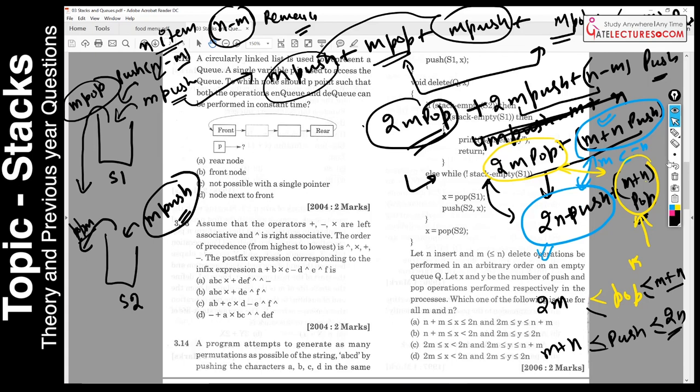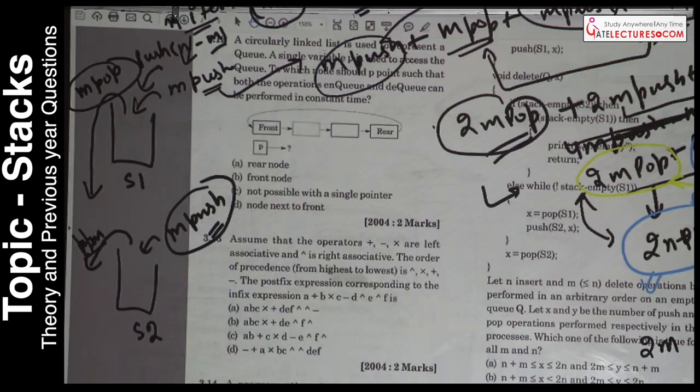Here x is the push and y is a pop. So the minimum push operation is n plus m. Option A. We are getting option A as the correct answer for this.